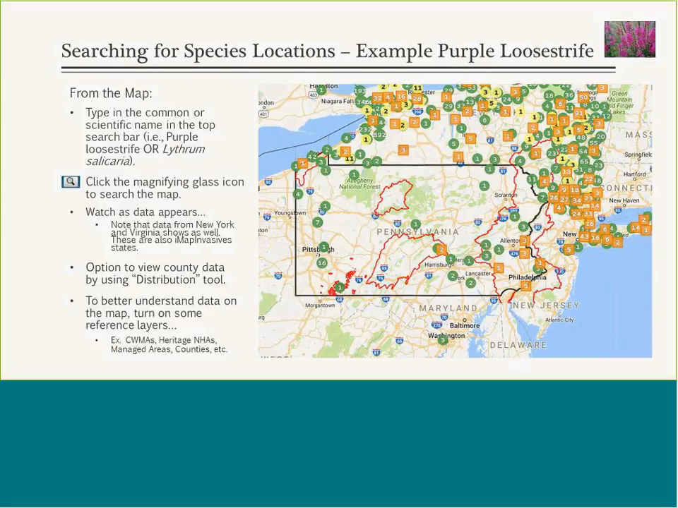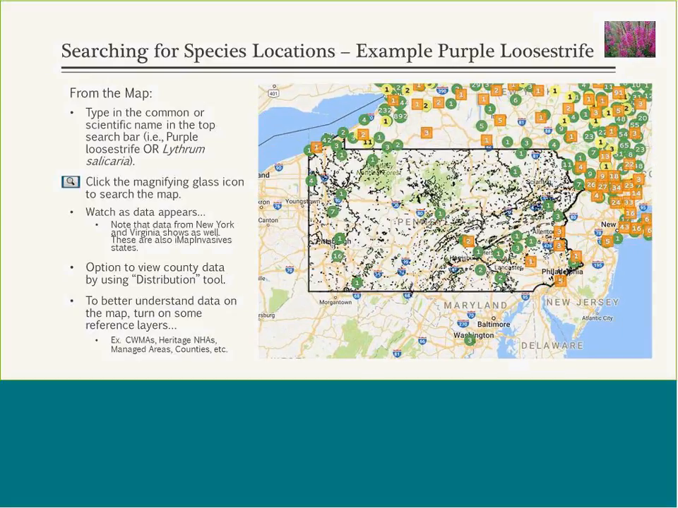Again, you can turn on additional reference layers depending on your purposes. If you're a member within a CWMA, turning on the CWMA layer is really important. The natural heritage layer that we have, again, lots of NHAs across the state representing places where rare and endangered species are being found, as well as their habitat. So if you're managing an area that's near an NHA, you know about that, and you probably want to keep that in mind to be able to protect that area and get rid of the species that are nearby it.